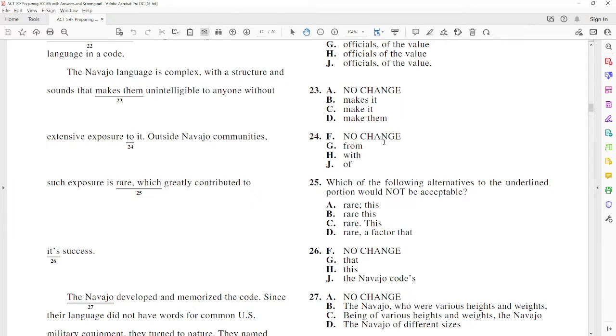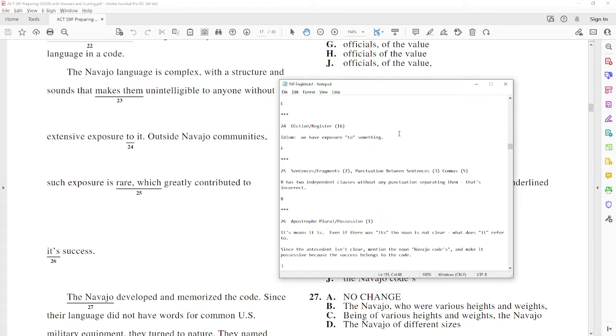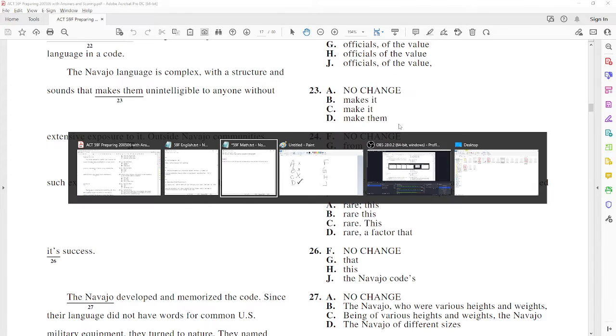Is there an option to delete or omit for 24? Nope. Let's look at what's there. Exposure to it. That seems reasonable. You can have exposure to something, like exposure to the cold or exposure to an idea. So it is correct. I wouldn't change it. That is option F. And 24, I think, is diction and register again. Yes, chapter 16, diction and register.